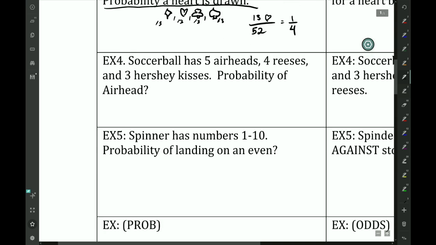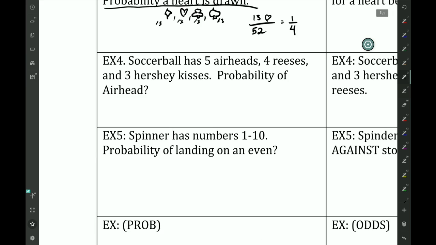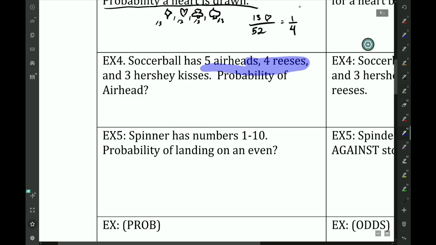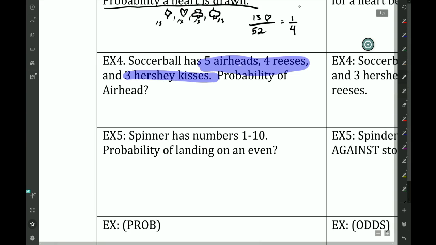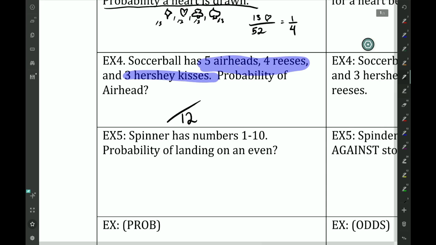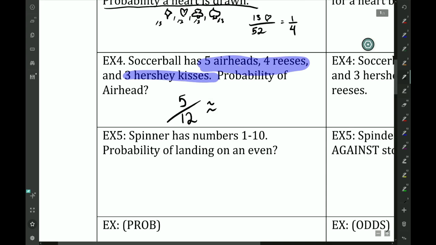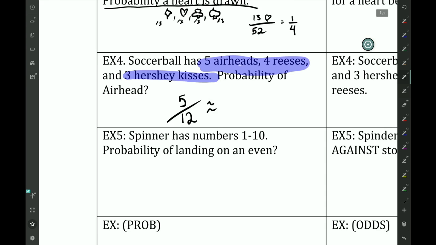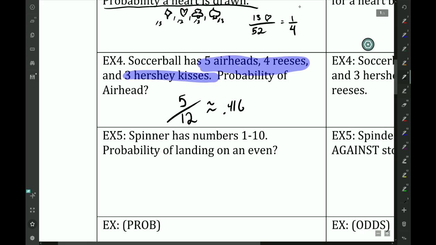Soccer ball. My soccer ball at the top of the desk has 5 Airheads, 4 Reese's, and 3 Hershey's Kisses. Probability of an Airhead. Well, you guys have done this before. Let's find the total number of candy pieces in there. 5 plus 4 is 9, plus 3, there's 12 pieces in there. Let's say someone reaches in. They want to get an Airhead because they are so popular. 5 out of 12, or you can tell all your friends that you have a 0.416 or 41.6 repeating percent chance.